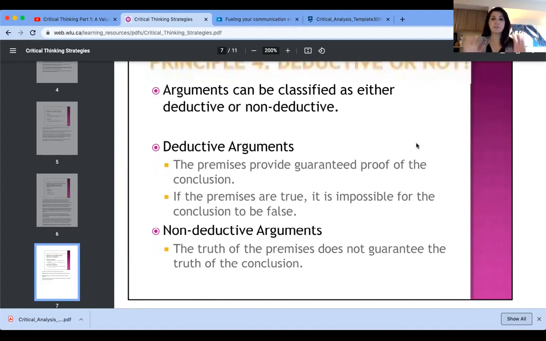So in order to have a correct argument in your debate, in your writing, in your verbal or written argument, you must evaluate what kind of reasons you have that are deductive, guaranteeing the proof of the conclusion, and what kind of evidence you have that does not necessarily guarantee the truth of the conclusion. If you have a combination of both, perfect. But you need to be aware of these two.